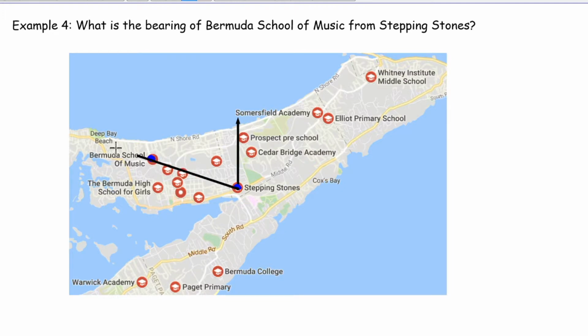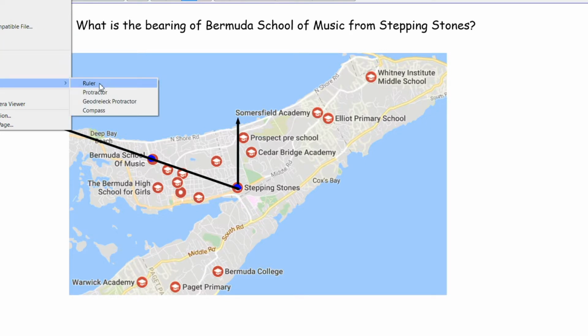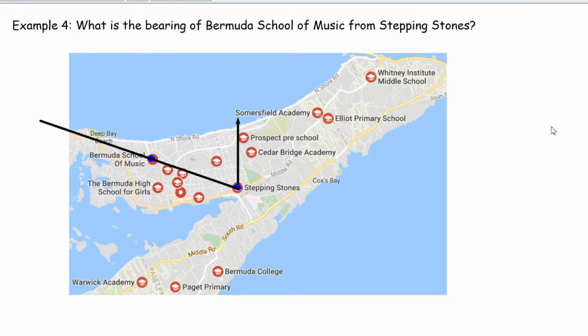Yeah, now it's working. Now I'll make it a little bit longer because I need to use a protractor to measure that. So the next thing is, by the way, just before I measure this, remember you're standing at Stepping Stones, and you're going to turn clockwise before you start walking from Stepping Stones to Bermuda School of Music, which means you're facing north, turn clockwise, and that is the angle that you're going to make before you start walking from Stepping Stones to Bermuda School of Music.